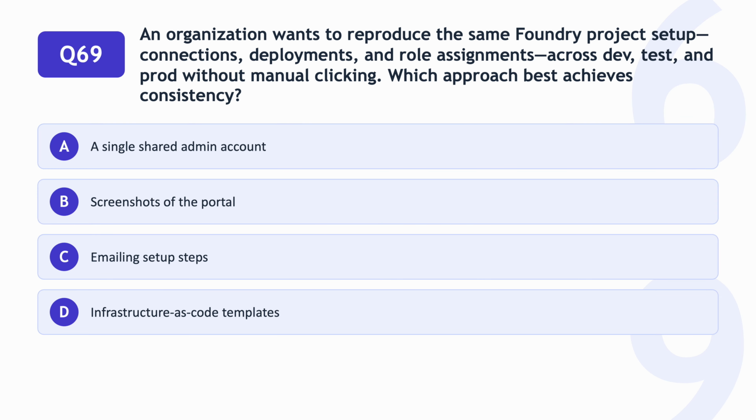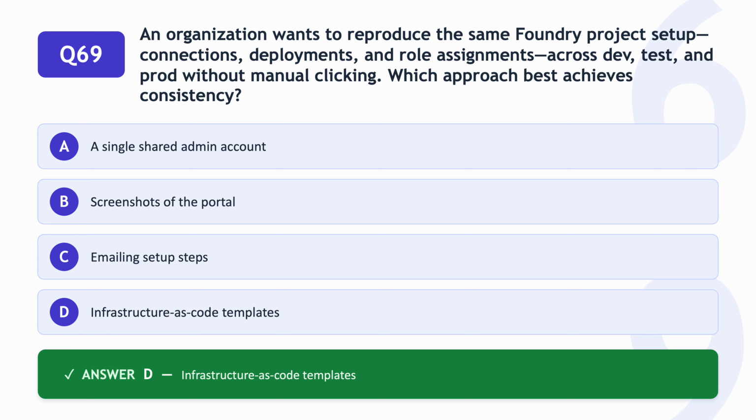Question 69. An organization wants to reproduce the same Foundry project setup, connections, deployments, and role assignments across dev, test, and prod without manual clicking. Which approach best achieves consistency? A. A single shared admin account. B. Screenshots of the portal. C. Emailing setup steps. D. Infrastructure as code templates. Pause the video if you don't want the answer yet.